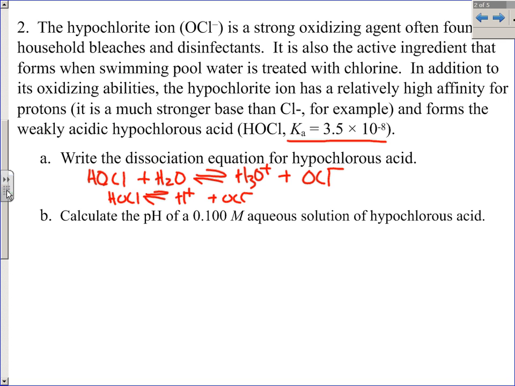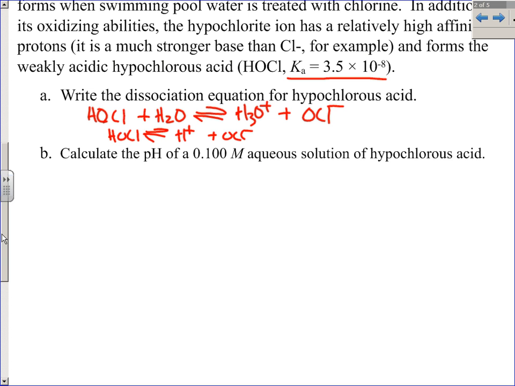Okay, now we're moving on to B. It says calculate the pH of a 0.100 molar aqueous solution. Now, normally what I do is I'd write my reaction. Well, I've got my reaction right there. So I'm going to set this one up as an ICE box situation.